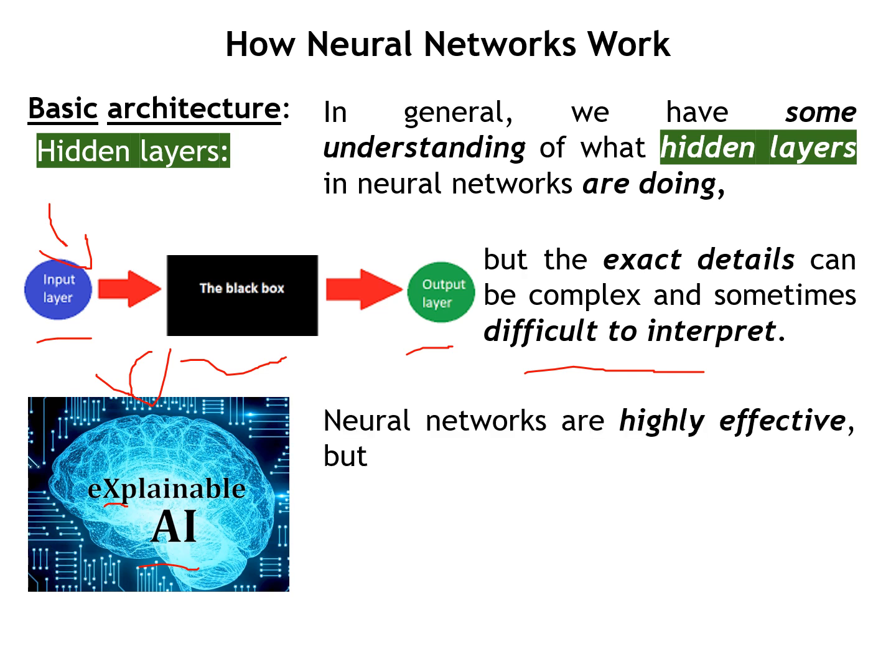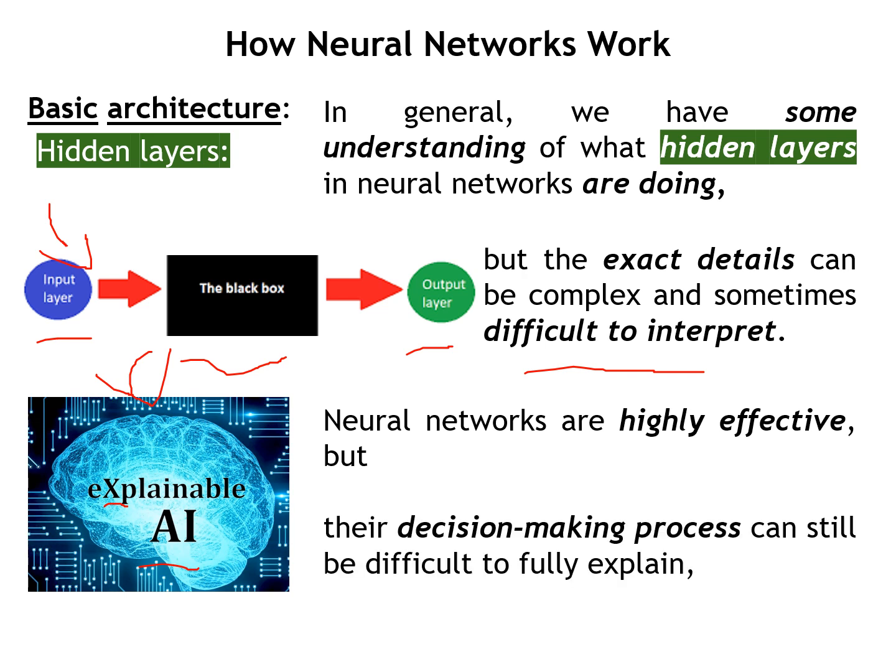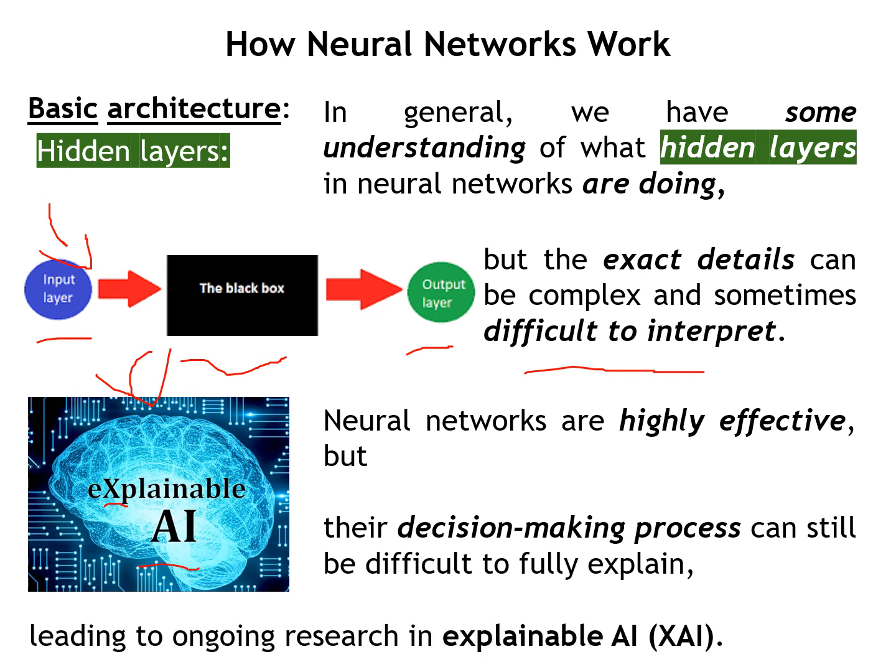I told you that neural networks are highly effective, but the decision-making process can sometimes be difficult to explain, and this is why there is this leading field, XAI or explainable AI, to try to understand the basis of these decisions. So now you know that we are not able to completely understand what the hidden layers are doing, and it becomes more difficult and more abstract the more hidden layers we have. I'm going to show you some examples of things that some hidden layers are doing.